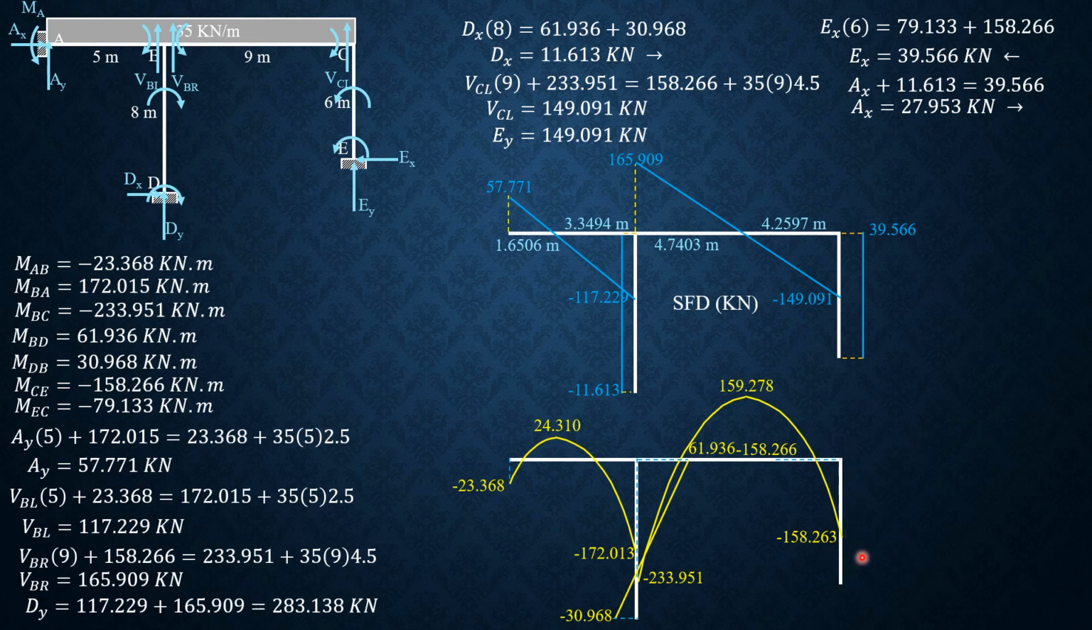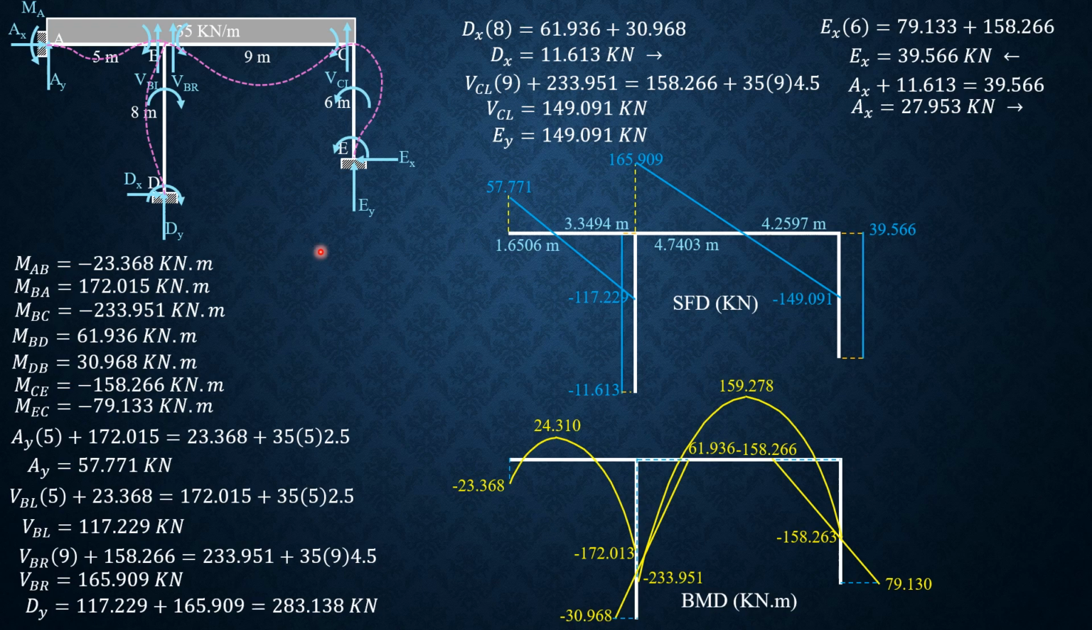Then this part, again, this is the left and this is the right. So moment CE is negative 155.236 here. Then plus the area 39.566 times 6. We have a straight line. So negative 158.266 plus 39.566 times 6. You'll have here value of 79.13, which is very close to MAC. So that's the bending moment diagram in kilonewton meter.